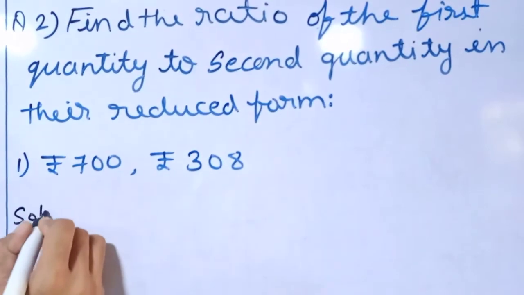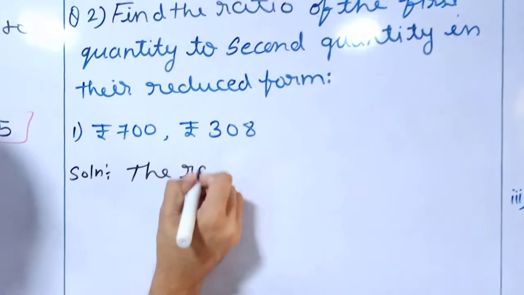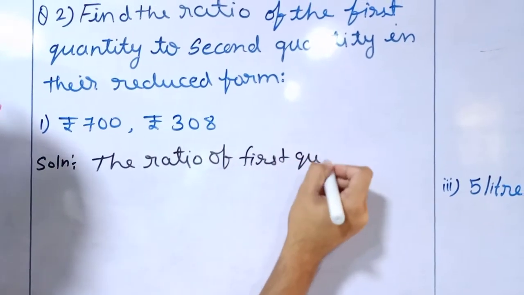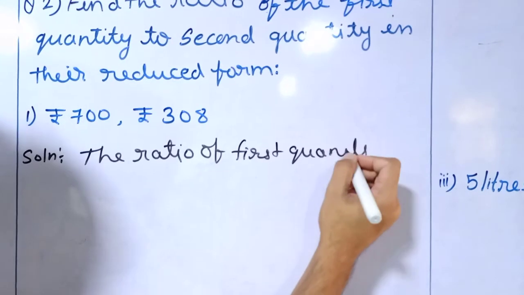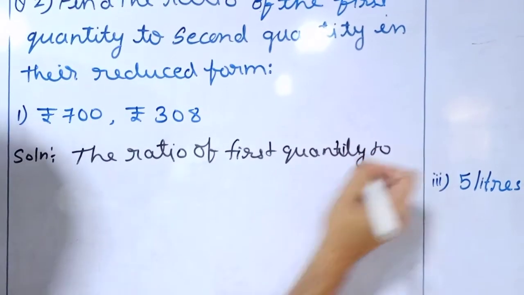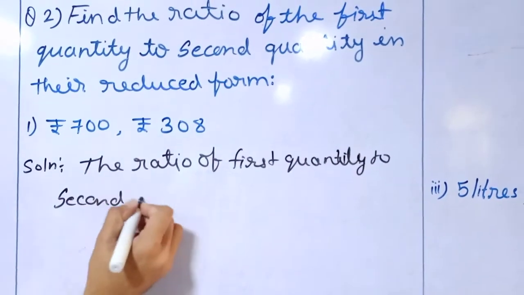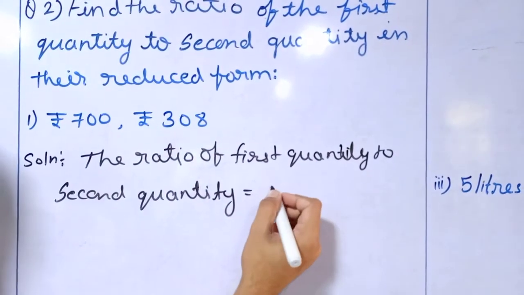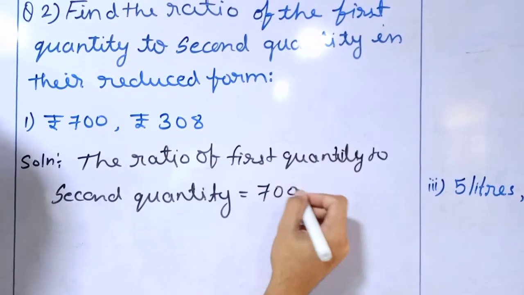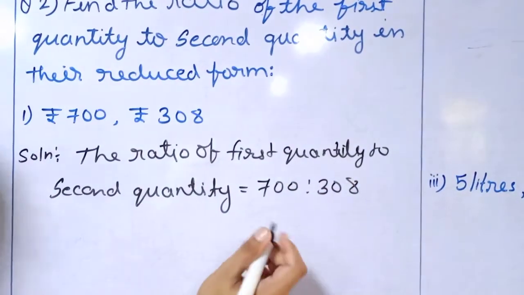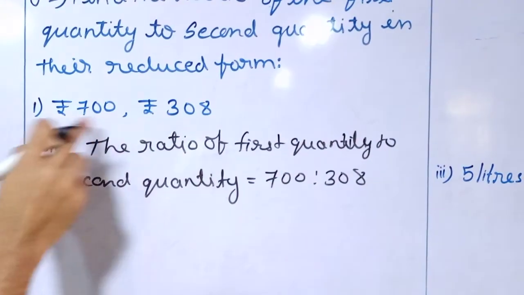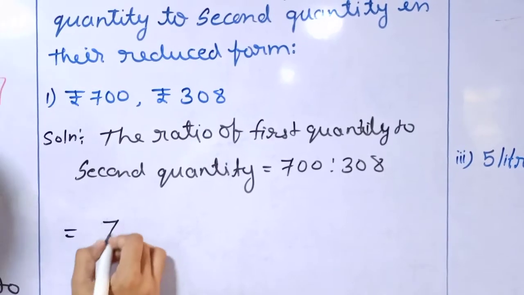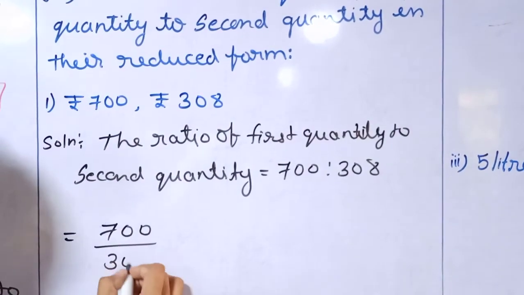So let's start. The ratio of first quantity to second quantity is equal to 700 is to 308. Directly we can take it without unit, because here we have the same unit, rupees and rupees. Now in the next line we have to write it in fraction form.